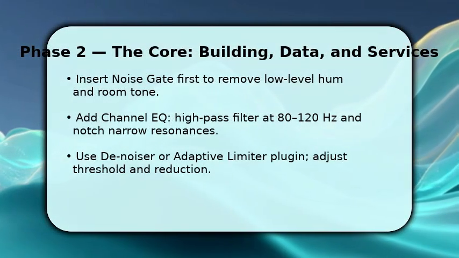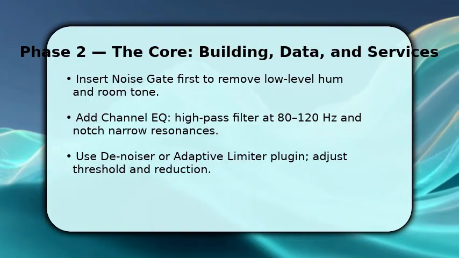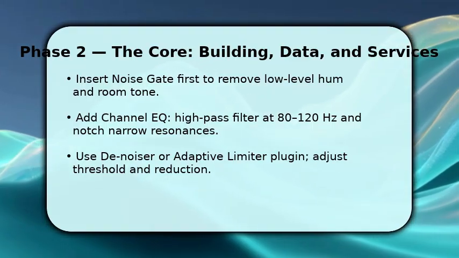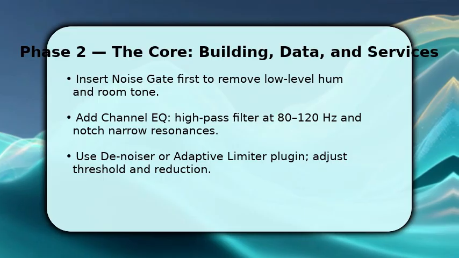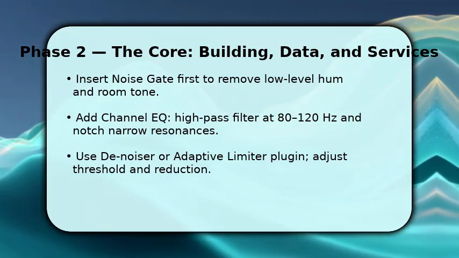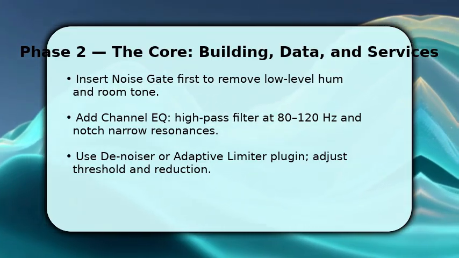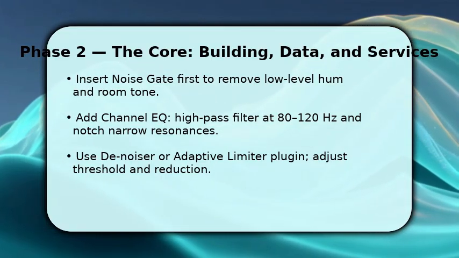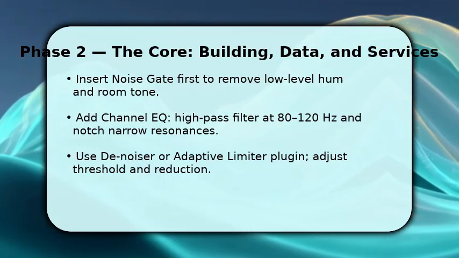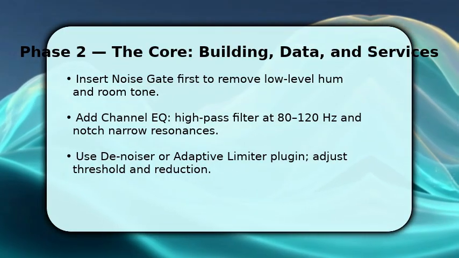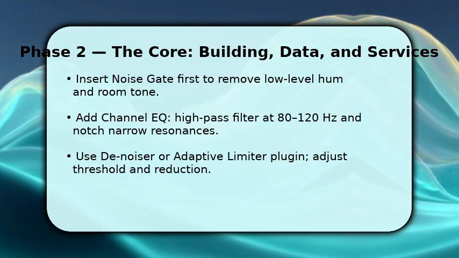Next, you build a processing chain to attack the noise. Start with a noise gate to cut room tone between phrases. Set attack fast, release medium, and threshold so words stay natural. Then add channel EQ. Apply a high pass at about 80 to 120 Hz to remove rumble and sweep a narrow notch to tame resonant peaks.